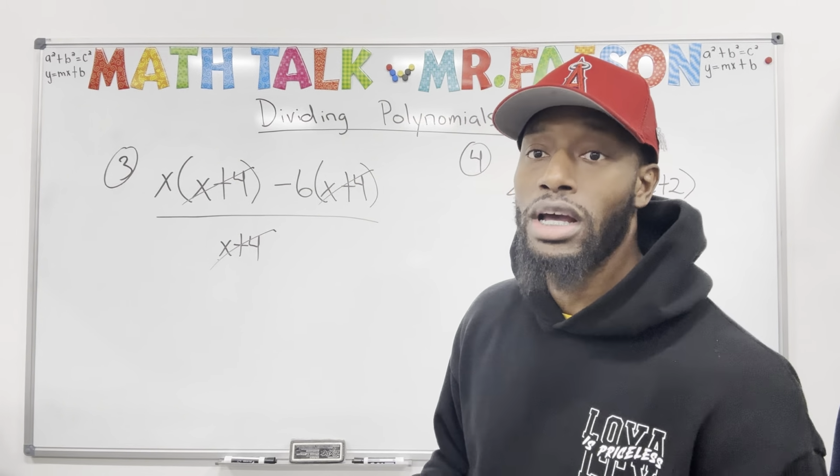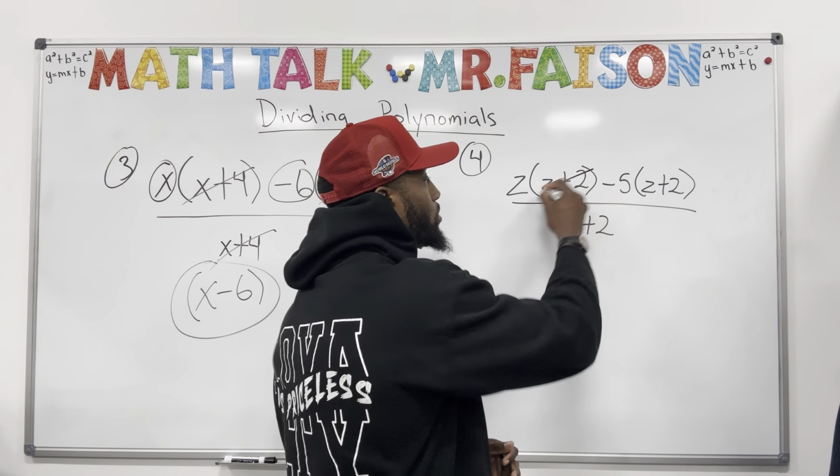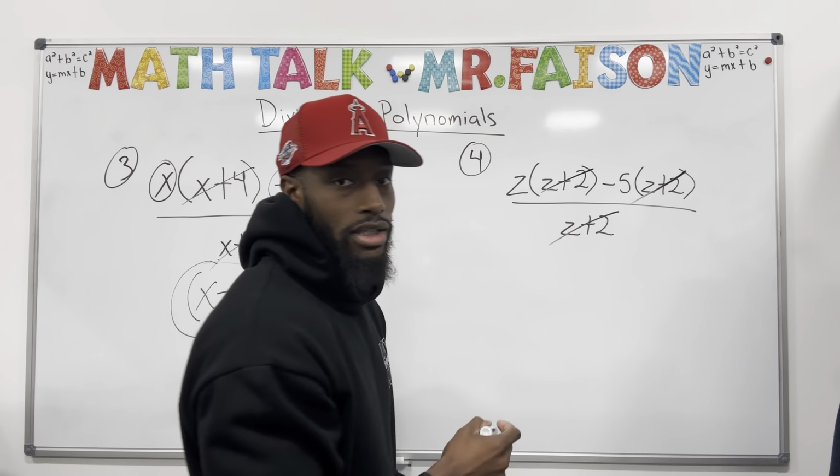So when I jump over to problem number 4, I look at pretty much the same thing. I have z, and in parentheses, z plus 2, minus 5, in parentheses, z plus 2, divided all by z plus 2. When I look at it, if I divide z plus 2 by z plus 2, it cancels out. Same here, if I divide z plus 2 by z plus 2, it cancels out. So all those are canceled out, and I'm left with z minus 5. Right? You can put parentheses around it or not, whichever one you prefer.